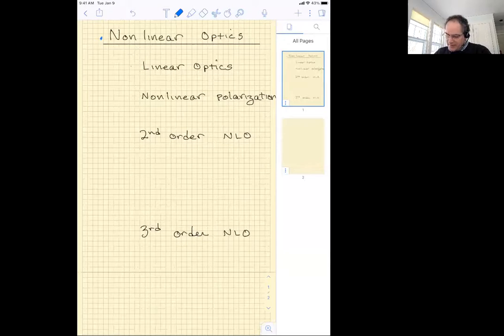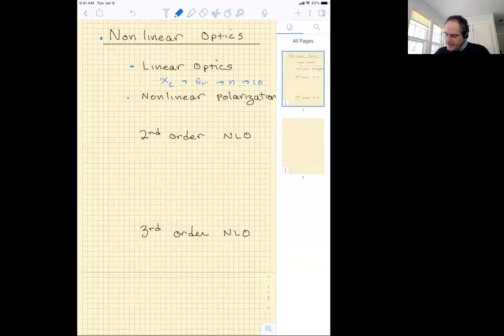I'd like to start by just reminding you about linear optics, the thing that we presumably are familiar with. And what we found there is that starting from the idea that materials have an electric susceptibility, we can figure out what their dielectric constant is and their index of refraction, and then talk about things like reflection and transmission and Snell's law. Linear optics. When we go to talk about nonlinear optics, we'll start by describing nonlinear polarization, okay?